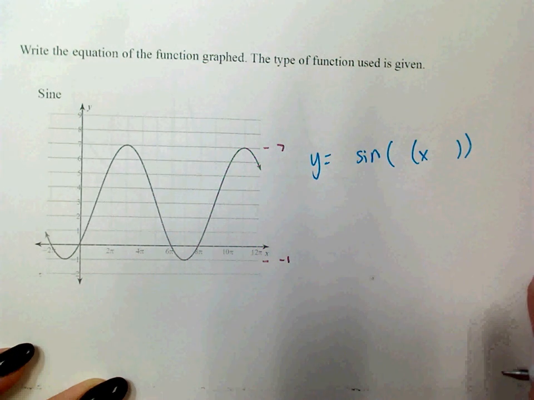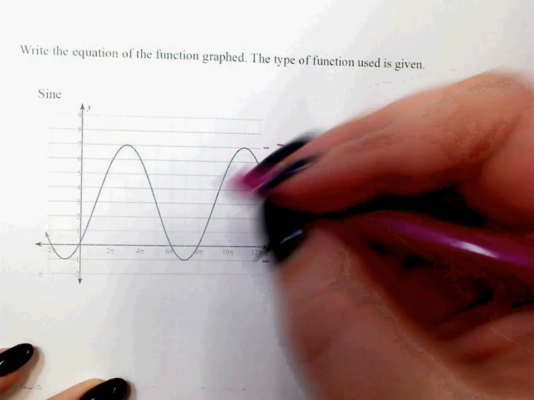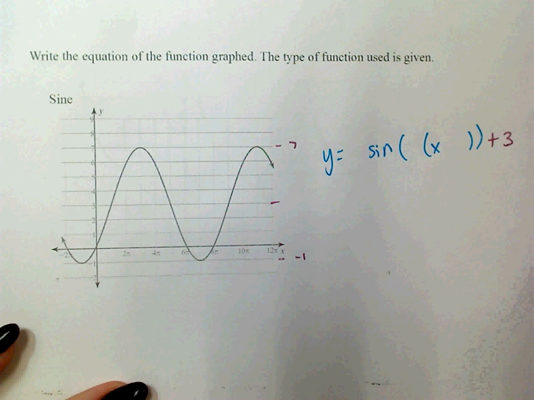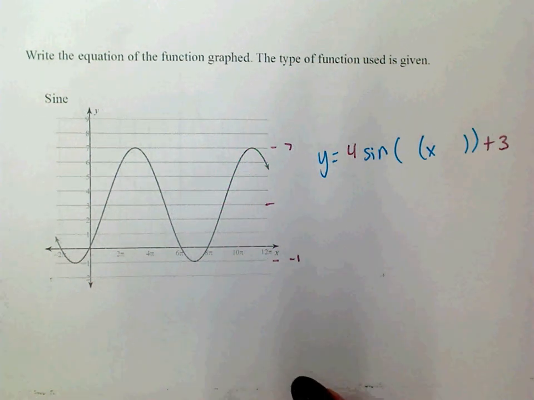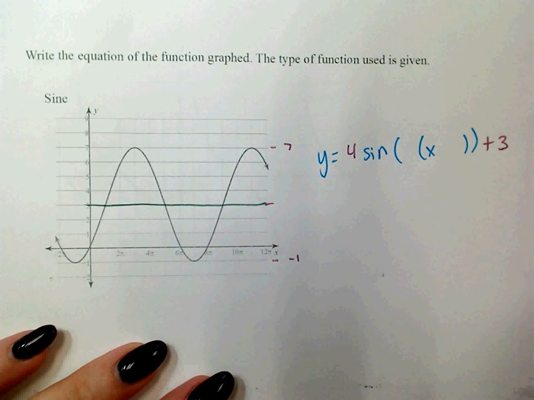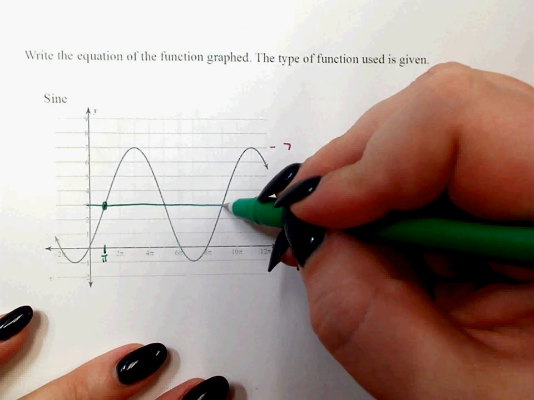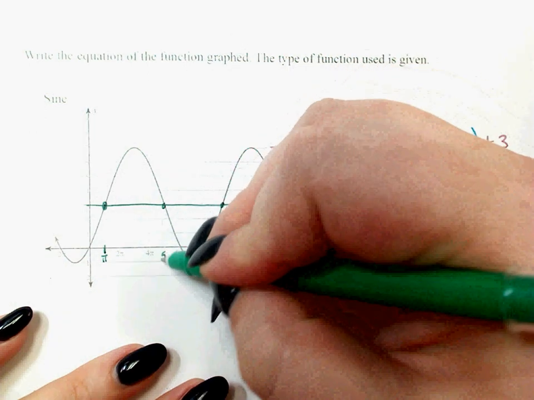That's a total distance of 8, which means 4 down or 4 up would be the midline, which puts me at 3. So I know I'm going up 3, and I also know that my amplitude is 4. Now I need to figure out my period. I want to graph the midline and find where I cross the midline. I cross the midline here, which looks like pi, and here, which looks like 9 pi. I also cross it here, which is 5 pi.